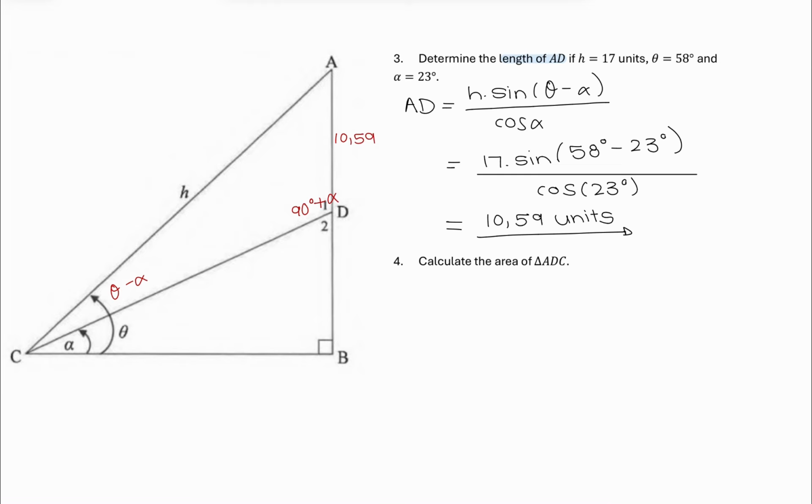Now the last question. We need to calculate the area of triangle ADC. This is not a right-angled triangle, and because of that, we have to use our area rule, being a half bc sine A. But there is another way to do this question without that. Because I'm testing this principle in today's example, we will just be using the area rule.